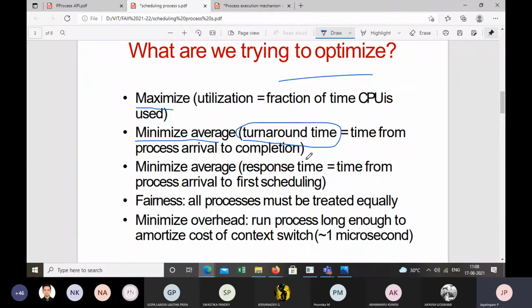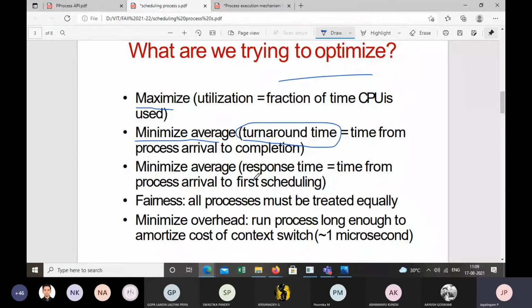What do you mean by turnaround time? Time from process arrival to completion. Yes, the time the process is created and comes to the system until it completes the execution. The arrival to the completion is called turnaround time, and we want to minimize this. We don't want the process to stay in the wait queue for the longest period of time. As soon as the process comes in, we try to make it complete its execution. Therefore, we reduce the turnaround time.